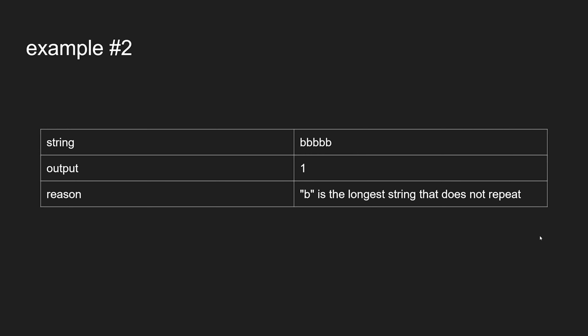The second example is BBBB, 5 B's, and basically the answer is just 1 because there's only one string that does not repeat. And example 3 is a case where the answer is in between the start and the end, so PWW, KEW. WKE in the middle is the longest string.